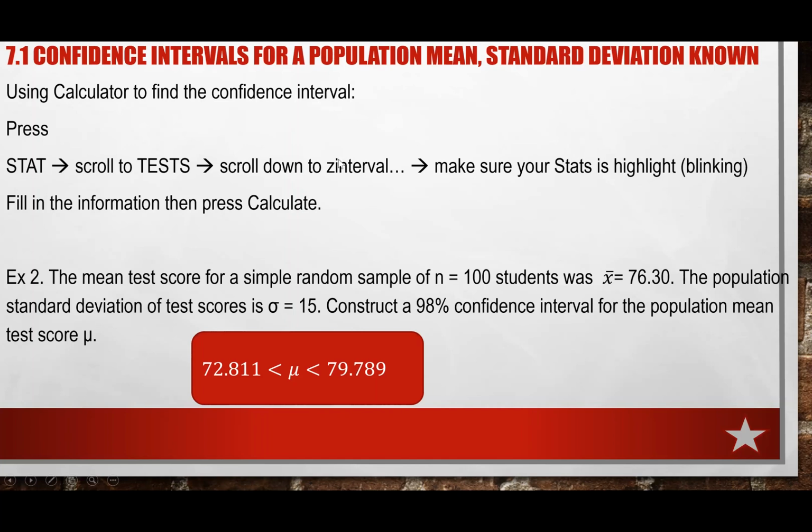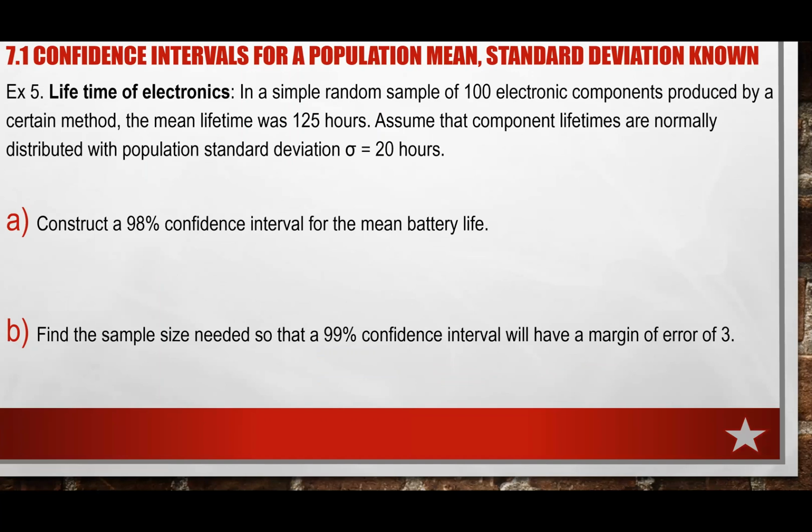So let's try one more, and then we call it a day for today. We will do 7.2 tomorrow. Let's take a look at this thing here. I think this is your typical question that you have on your homework, your quizzes, and your tests. They will ask you to construct a 98% confidence interval, and then they will ask you to find a sample size, which is to find the N.